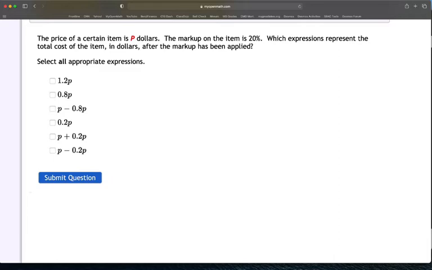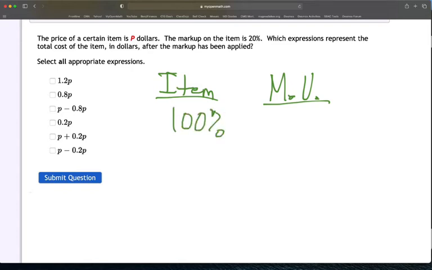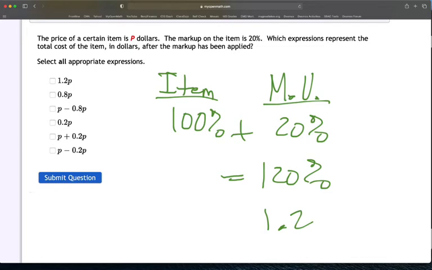So what that means is you're taking whatever the amount is, and you are technically raising it by 20%. So MU represents markup. So we take the item, which we'll say that that was 100%, and we're going to add on to that 20%. That is 120%, and as a decimal, that is 1.20 or 1.2. And if we multiply that by P, we will have whatever the total cost, including the markup.